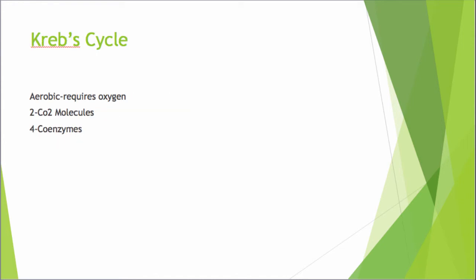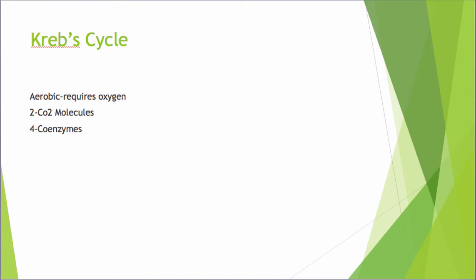The Krebs cycle occurs in the mitochondrial matrix and is fueled largely by pyruvic acid produced during glycolysis. Both the Krebs cycle and electron transport chain are considered aerobic. The Krebs cycle is very complex, so we will only briefly describe it here.